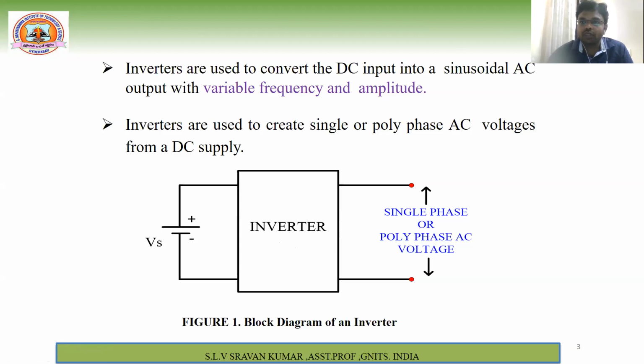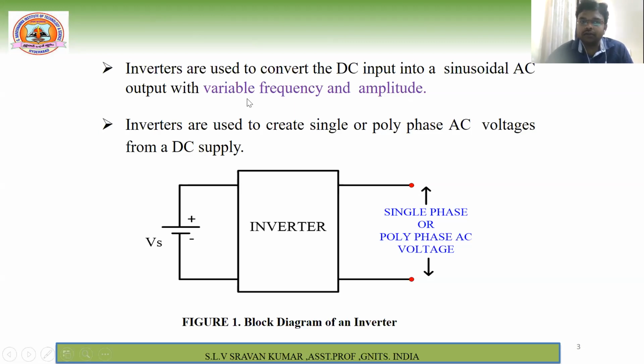And coming to here, if you observe the first sentence, inverters are used to convert the DC input into a sinusoidal AC output of variable frequency and amplitude. This is the most important thing, variable frequency and amplitude. Generally our AC loads are 50 Hz frequency, and we can change the output voltages as well as output currents also.